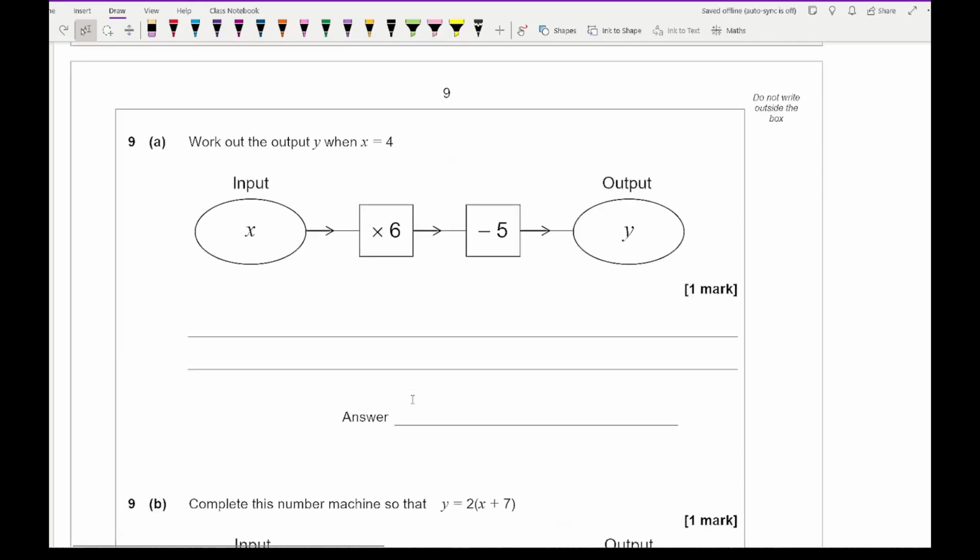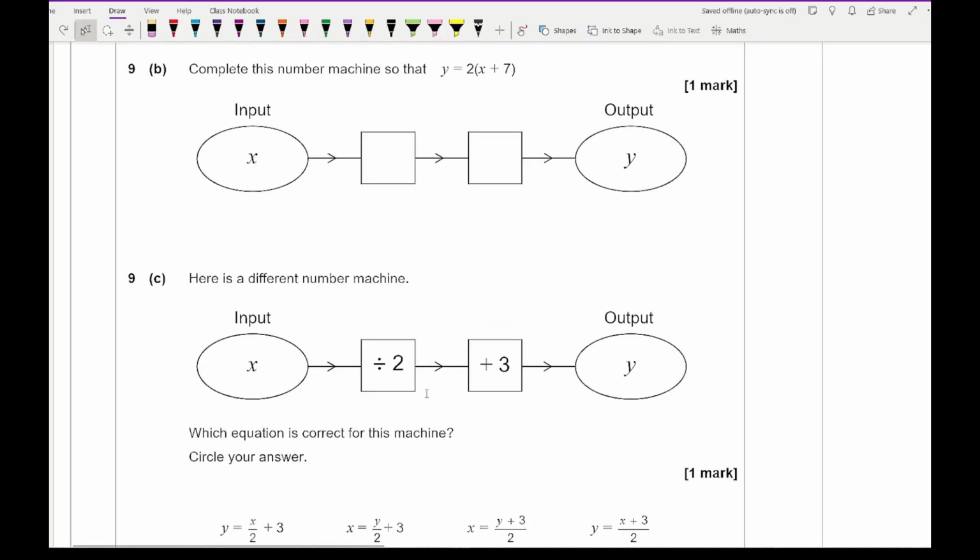Moving on to question 9a, it says work out the output of y when x is 4. So here we're starting with 4, we're multiplying by 6, we take away 5, and we get the value of y. Now if you are going to use a calculator, make sure you always press equals before doing the next instruction. So here we end up with 4 times 6, which is 24, take away 5, which gives me an answer of 19.